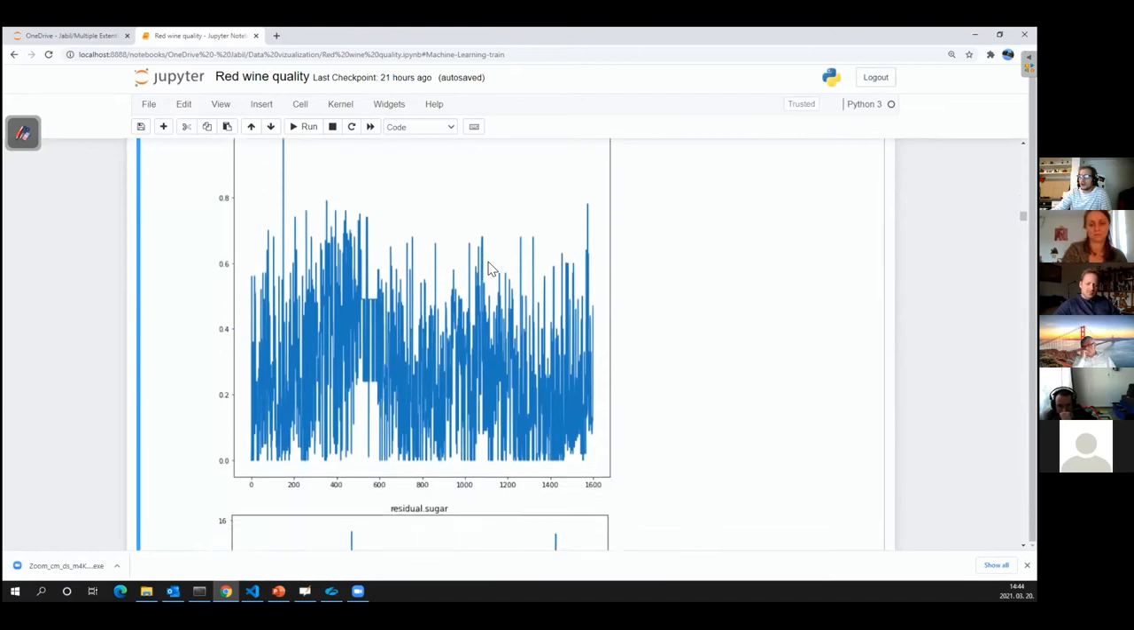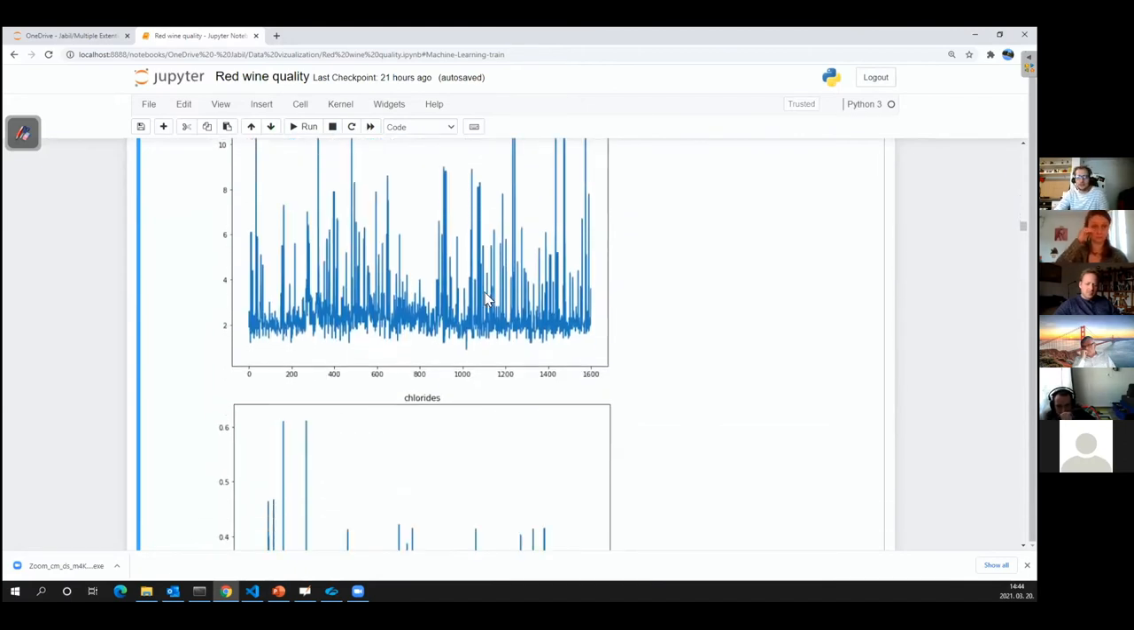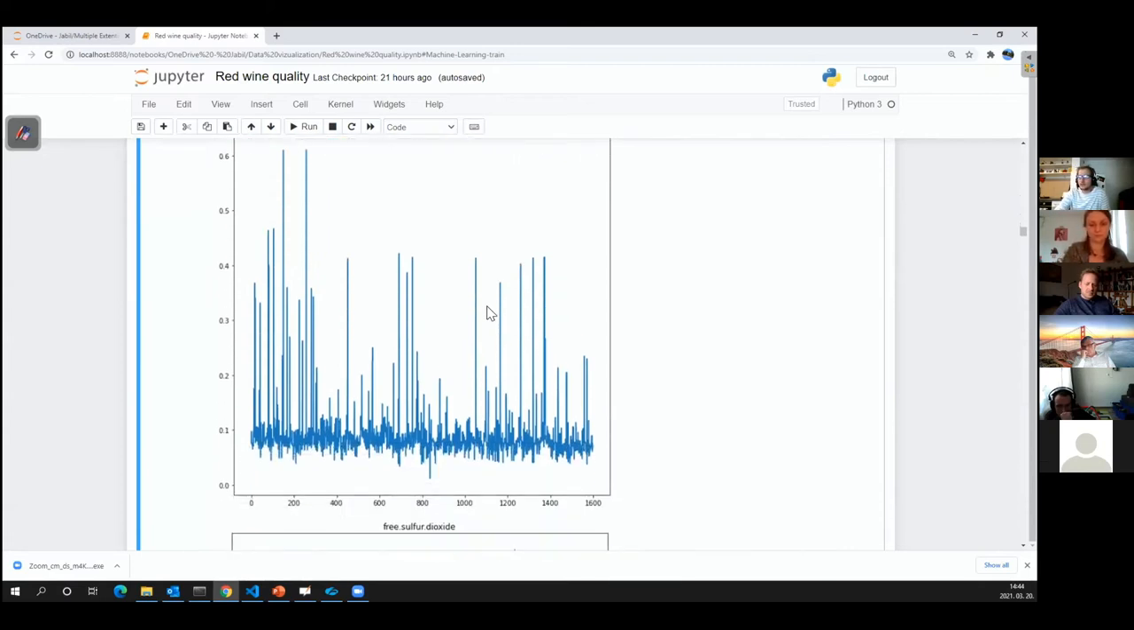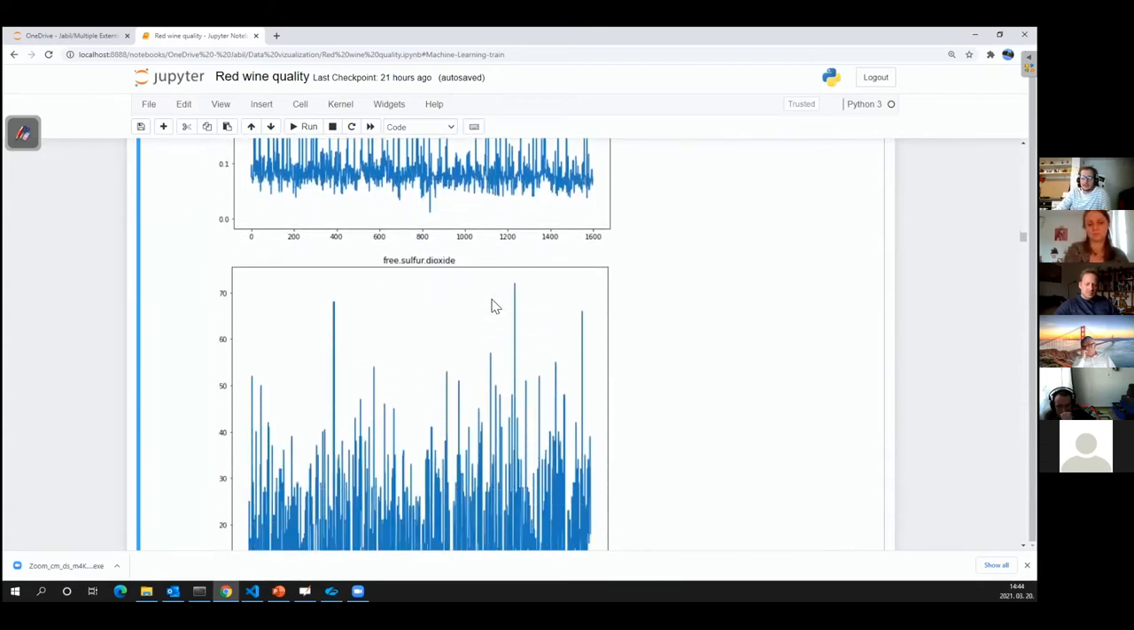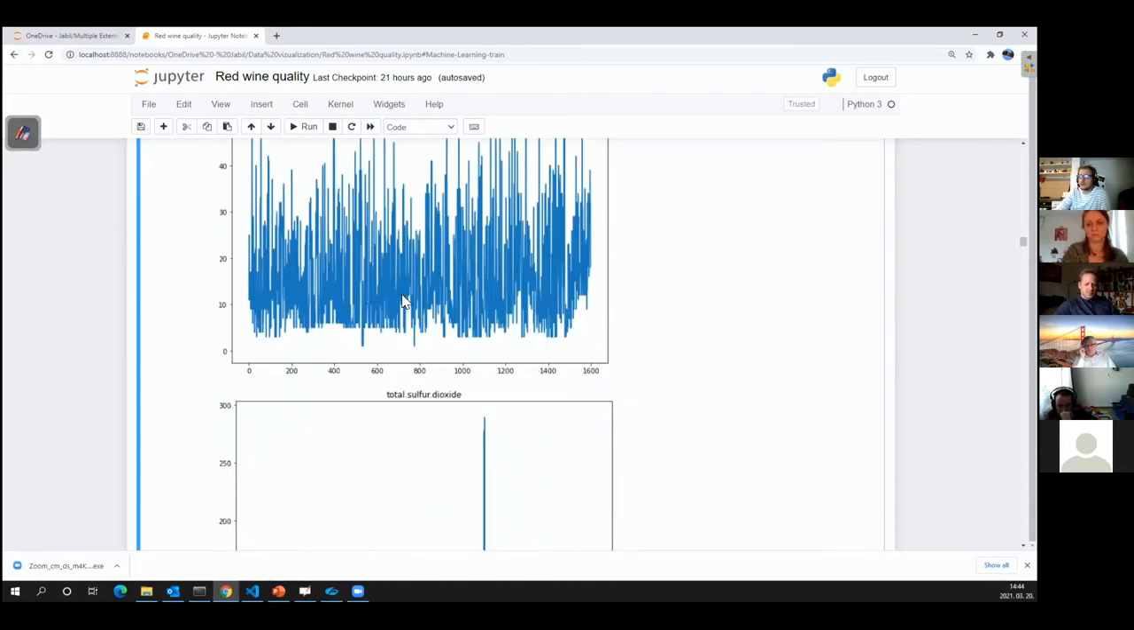These plots are mainly useful to tell whether we have outliers or not, because these outliers need to be considered in order to make a fine analysis.